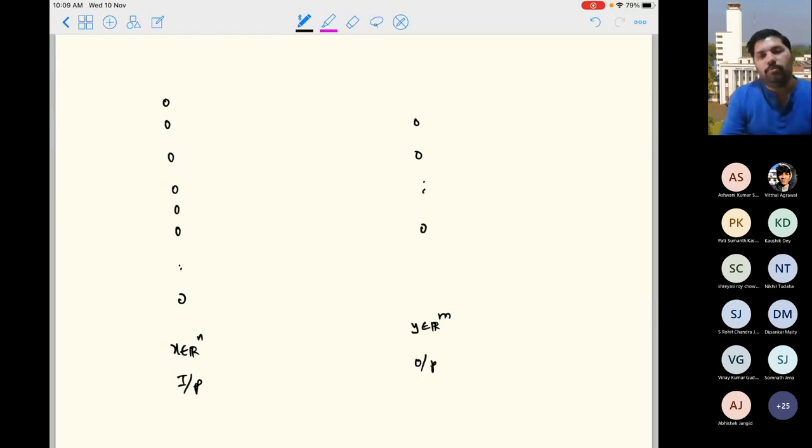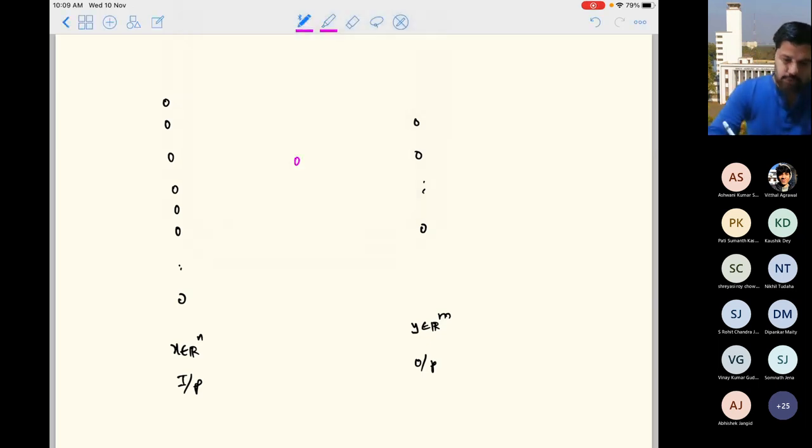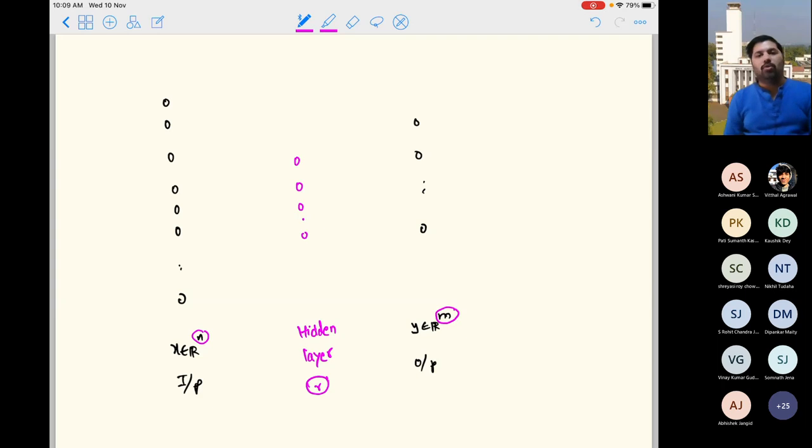And what I do between this input and output layer is I introduce a hidden layer. So how many elements are in the hidden layer? In this hidden layer, there are r entries. So the hidden layer has r elements, r nodes in the hidden layer. Okay, so this is what you have.